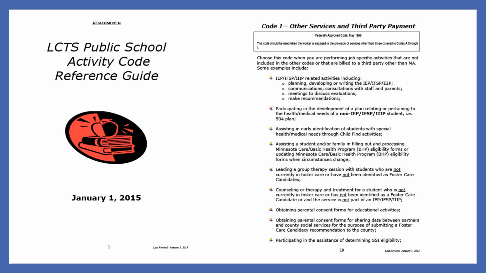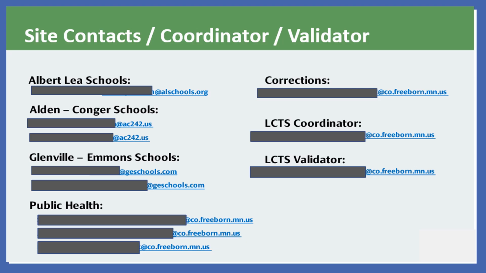The LCTS School Activity Code Reference Guide goes a little bit deeper with examples to help you decide which code best fits your activity. The new codes, code B3 and P, are both listed in this guide. In case you should need to talk with your site contact or the LCTS coordinator, you will find this list on the Collaborative's website. It will list the contacts for the site contact, the coordinator, and the validator. Please note that on this slide they are shaded out as these positions will change over time.